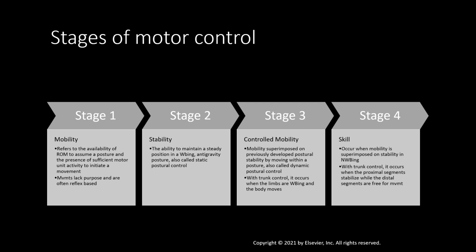Stage 2 stability is the ability to maintain a steady position in a weight-bearing anti-gravity posture, also called static postural control. So can we move a segment with stability, or can we maintain the trunk in a stable position? Controlled mobility is mobility superimposed on previously developed postural stability by moving within a dynamic posture. So we look at this as dynamic postural control. With trunk control, it occurs when the limbs are weight-bearing and the body moves.